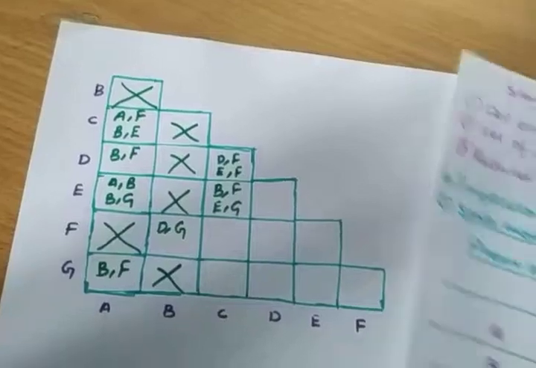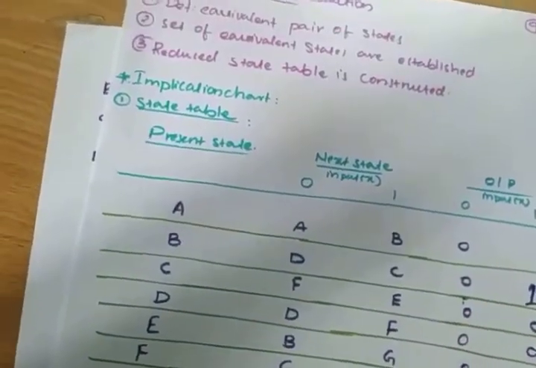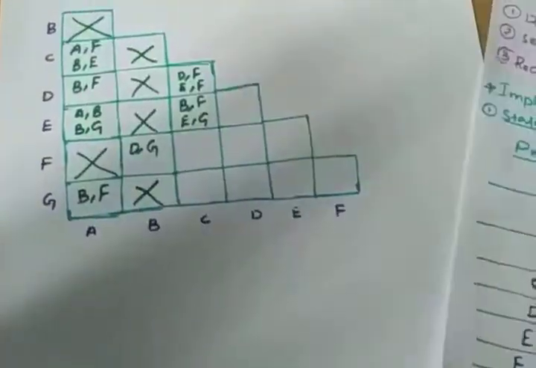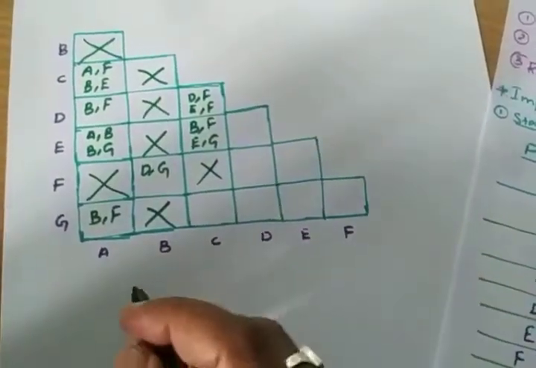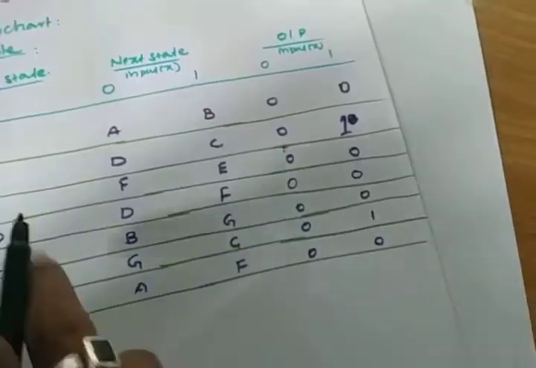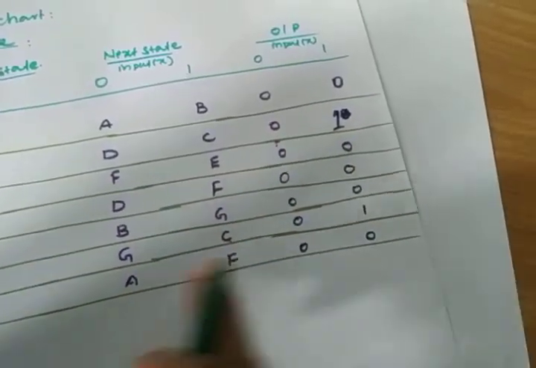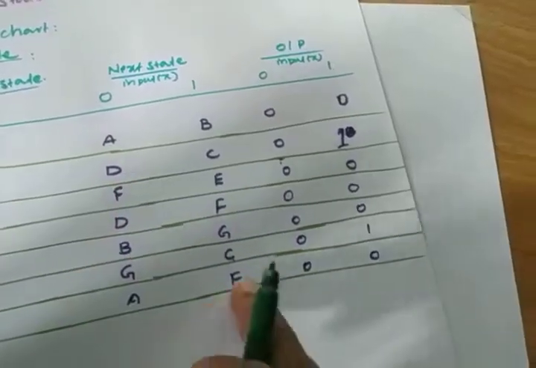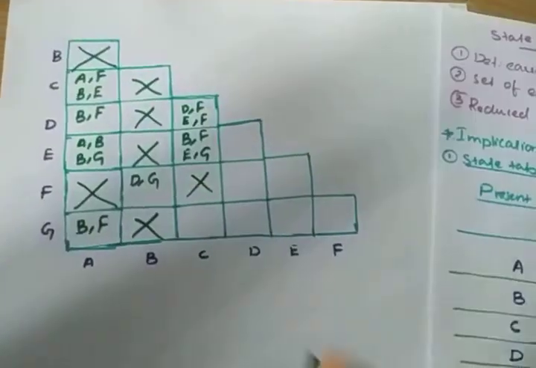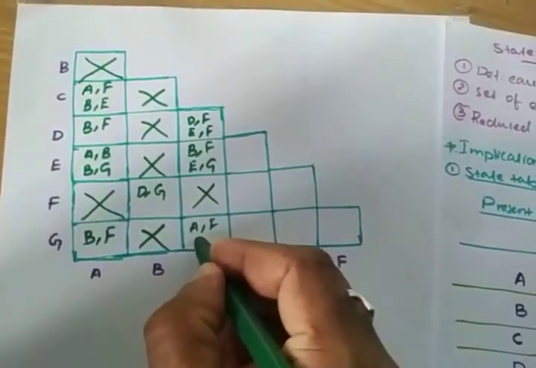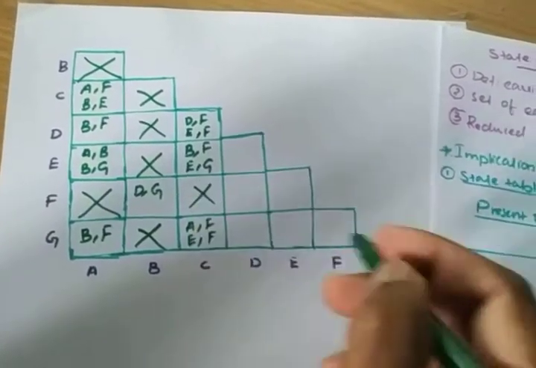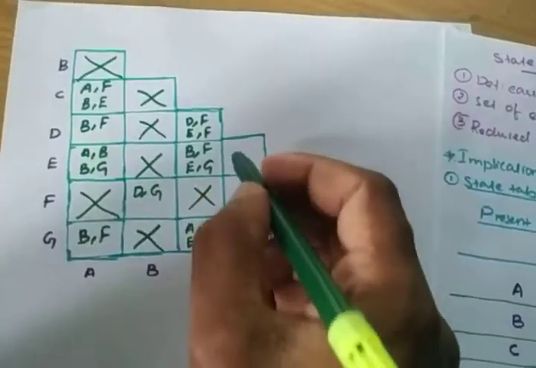Now CF: C is 0 0 and F is 0 1, outputs are not equal, so put a cross mark. And CG: C is 0 0, G is also 0 0, so the entries are A comma F and E comma F. Like that you fill up the entire columns.